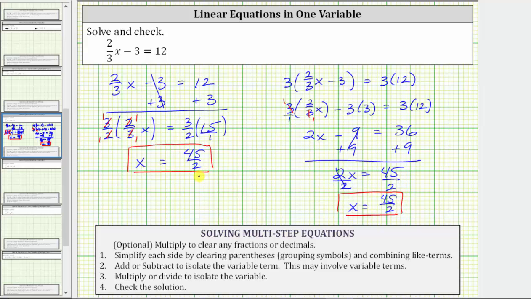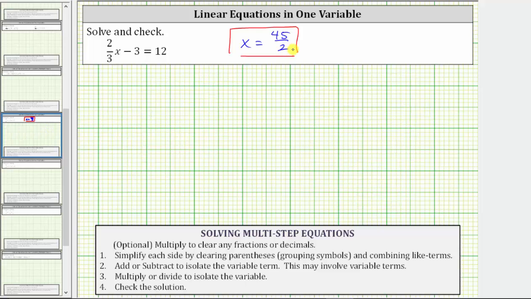Since we solved the equation twice, we should be confident that our solution is correct, but let's take a moment and verify that it does satisfy the equation by substituting 45/2 for x back into the original equation. Performing the substitution, we have 2/3 times 45/2 minus 3 equals 12.